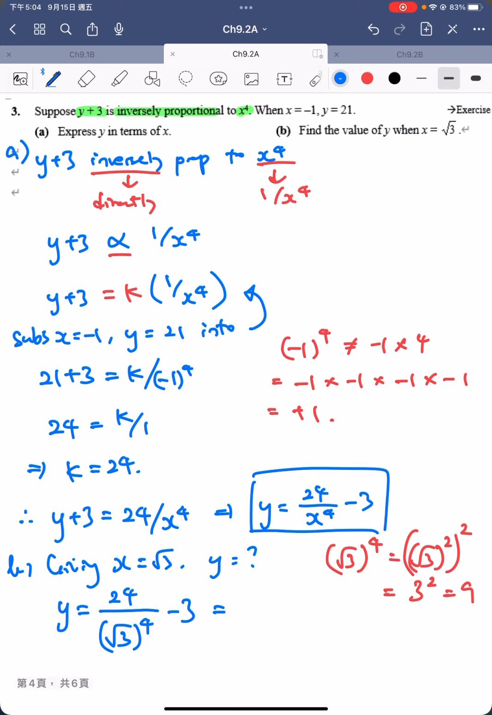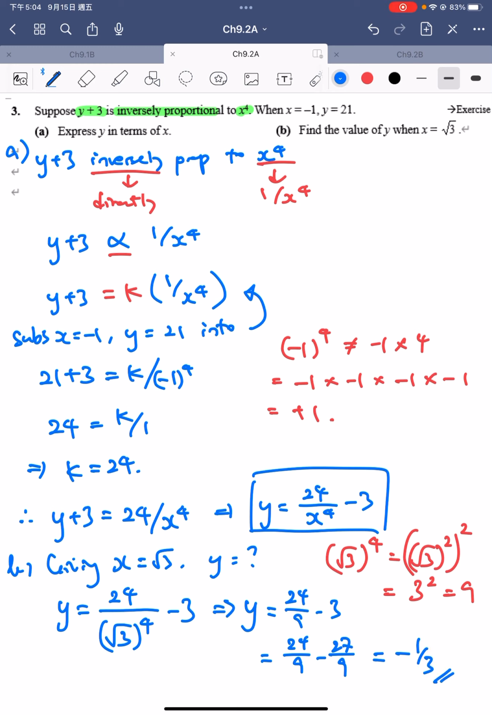Alright, so this will give you y equal to 24 over 9 minus 3. So the final answer should be equal to 24 over 9 minus 27 over 9, which is equal to minus a third. So that's our final answer for question 3. So now we're moving to our fourth question.